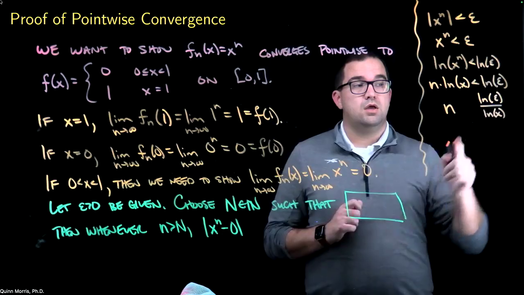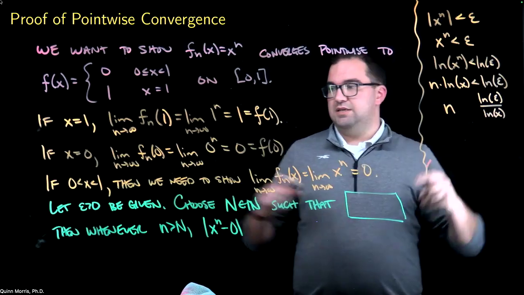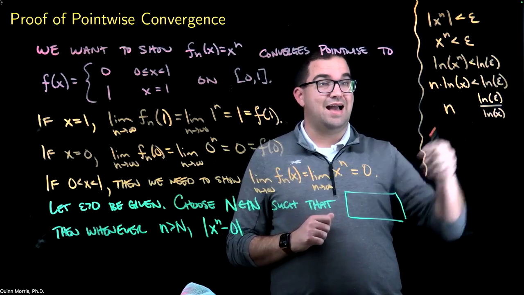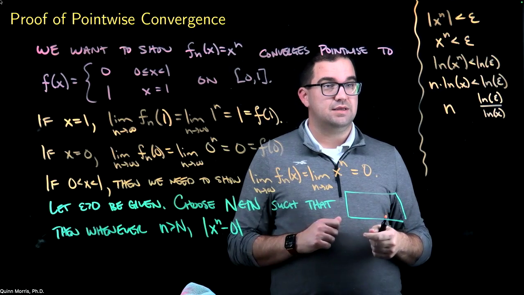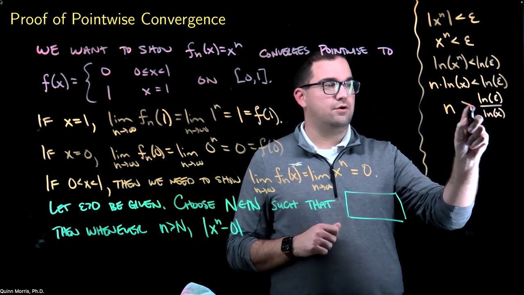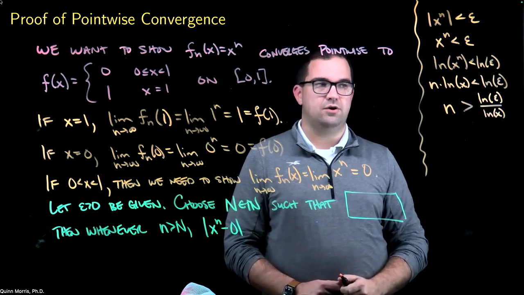But x is between 0 and 1. Between 0 and 1, natural log of x is negative. So you've actually divided by a negative number here. That's going to flip that inequality.